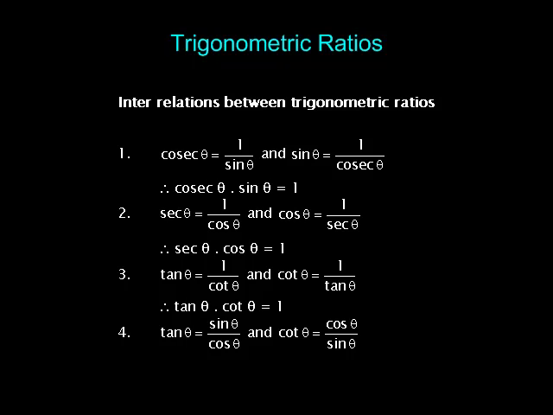Tan theta equal to y upon x and cot theta equal to x upon y. Therefore, cot theta equal to 1 upon tan theta and tan theta equal to 1 upon cot theta. Therefore, tan theta into cot theta equal to 1. Tan theta equal to y upon x equal to (y upon r) upon (x upon r), and cot theta equal to x upon y equal to (x upon r) upon (y upon r). Therefore, tan theta equal to sin theta upon cos theta and cot theta equal to cos theta upon sin theta.